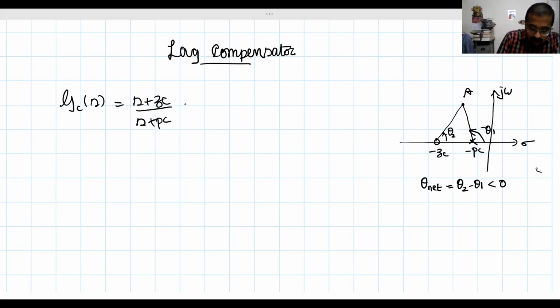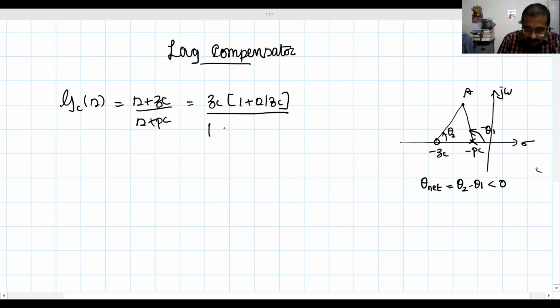Now I will take ZC outside this: ZC into 1 plus S by ZC. Similarly, I will take PC outside: PC into 1 plus S divided by PC. Now I will define this ZC by PC ratio as alpha, and I will specify that alpha has to be greater than 1.